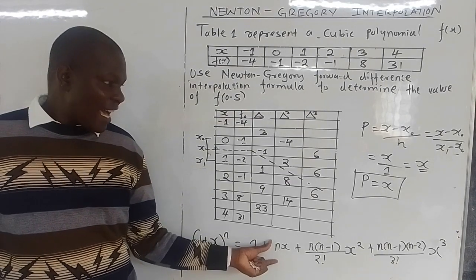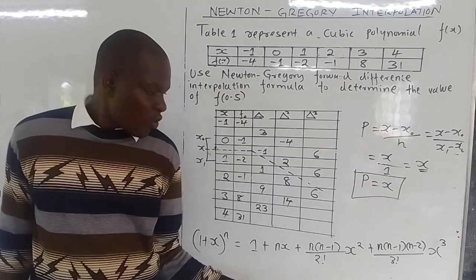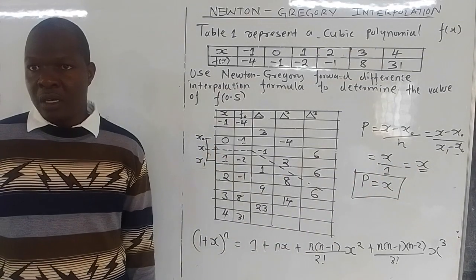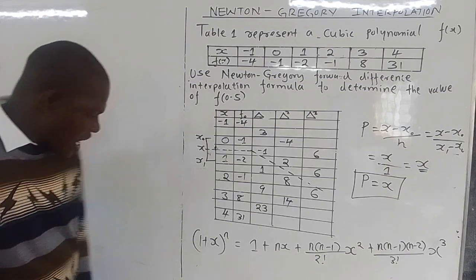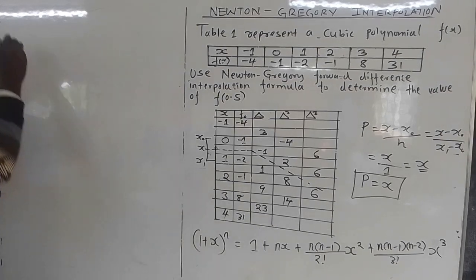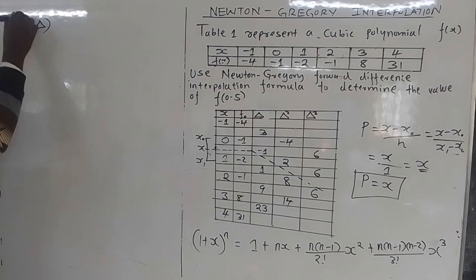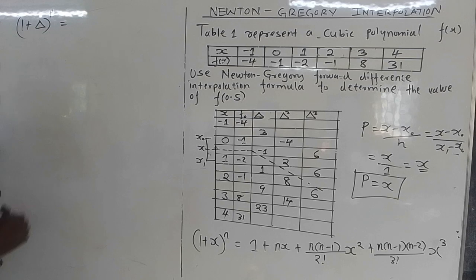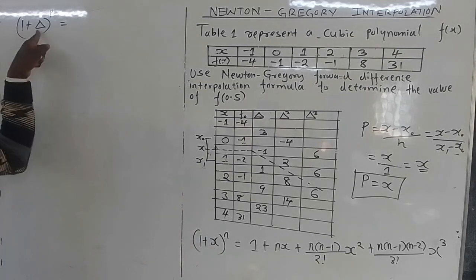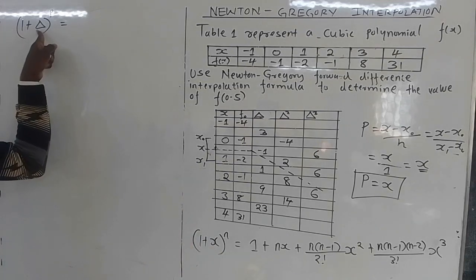Remember, this x has nothing to do with the x in our equation. This is just what we want to use to get that p, isn't it? Are we together? So for us to use this, what does it imply? It means we need 1 plus delta raised to power p, isn't it? That is what we need. So 1 plus delta raised to power p, meaning where there is x, you put delta.